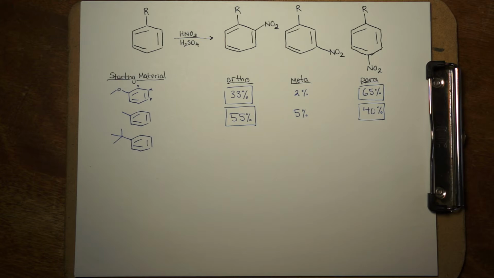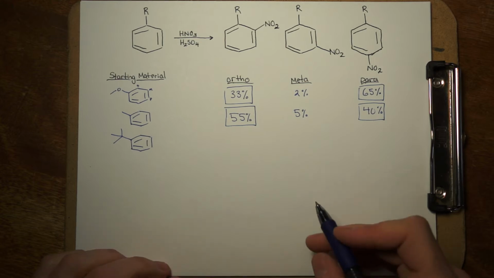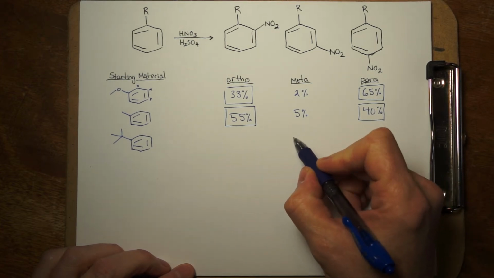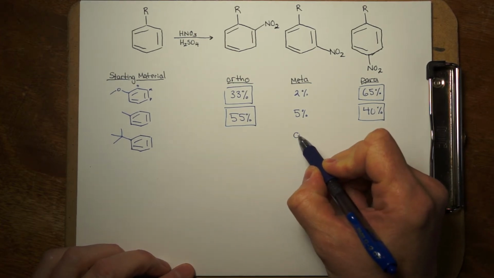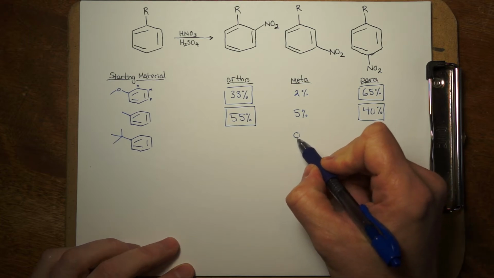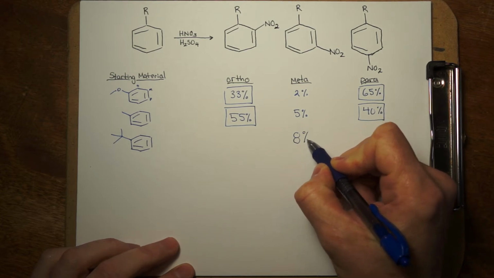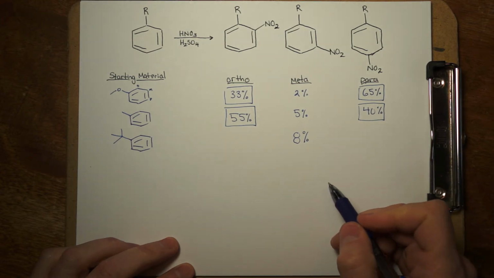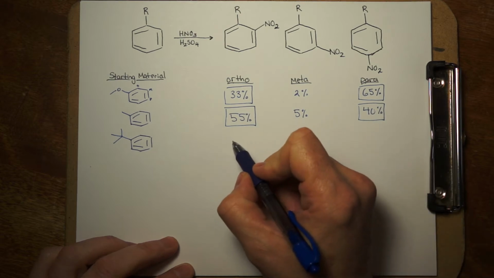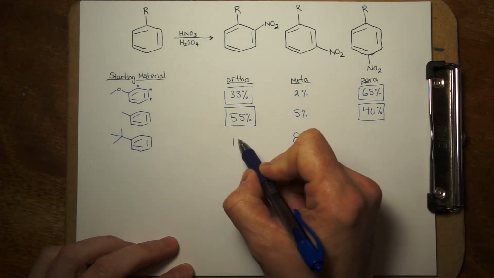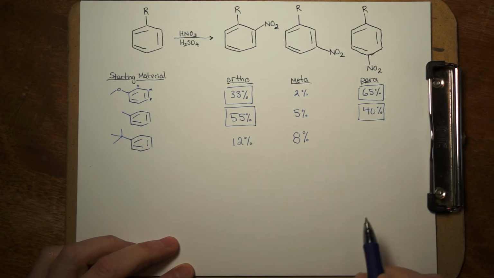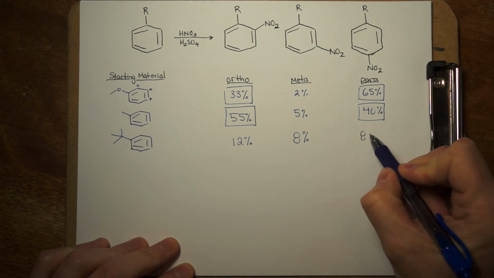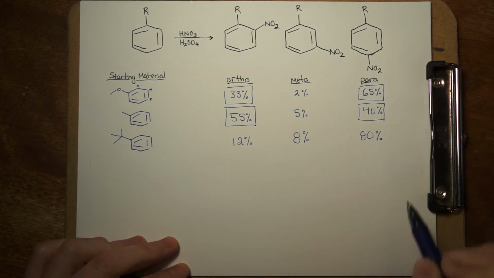So in the case of nitration of tert-butylbenzene, what we would expect to see is a small amount of the meta product, and in fact, we do. So we're going to see about 8 to 10% of the meta product. In addition, we're also going to see a small amount of the ortho product, only about 12% of the ortho product. The para product in this case is going to be the major product in the reaction.